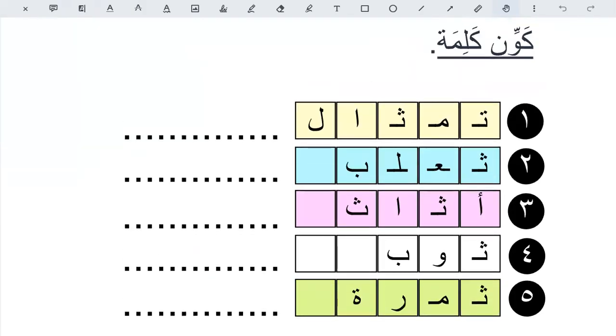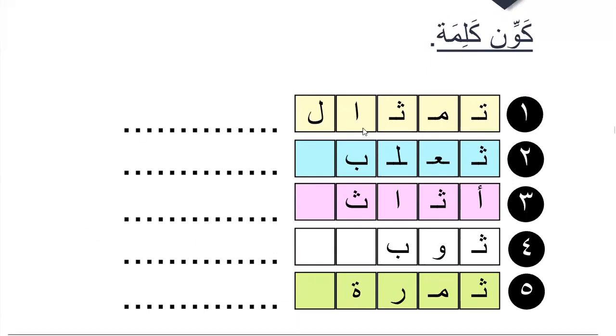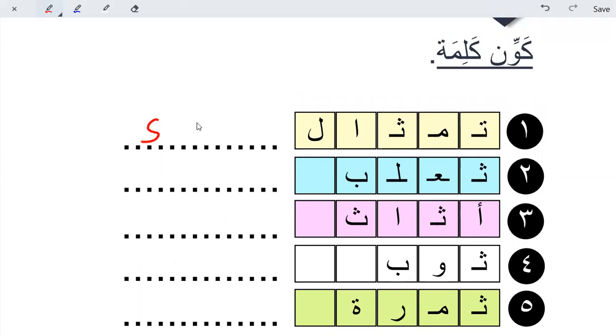Make the word. Latifa, make the word and tell me their meanings. Timsal. Good. Meaning? Statue. Next. Fox. Good. Asas. Furniture. Good. Next. Soap. Dress. Good.